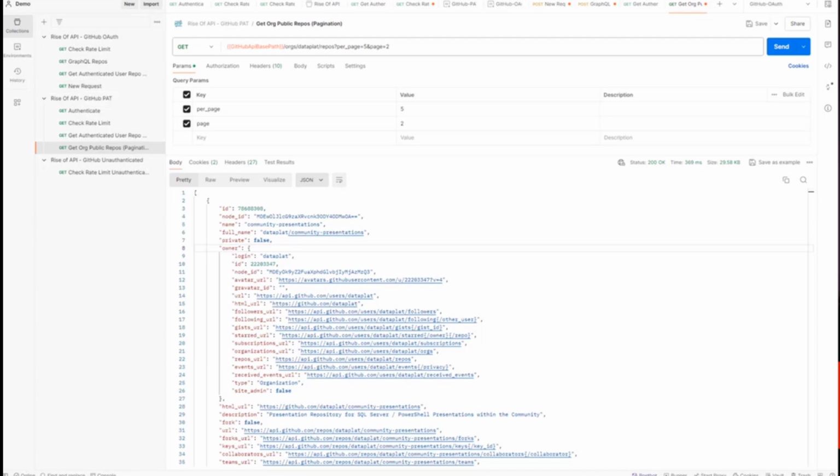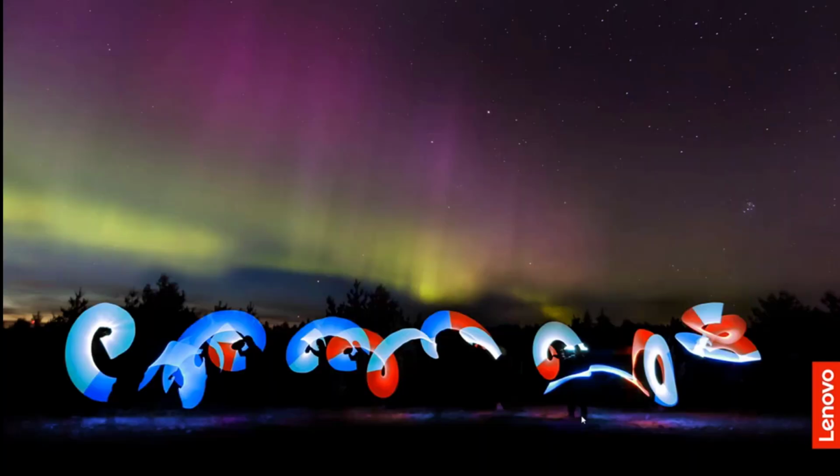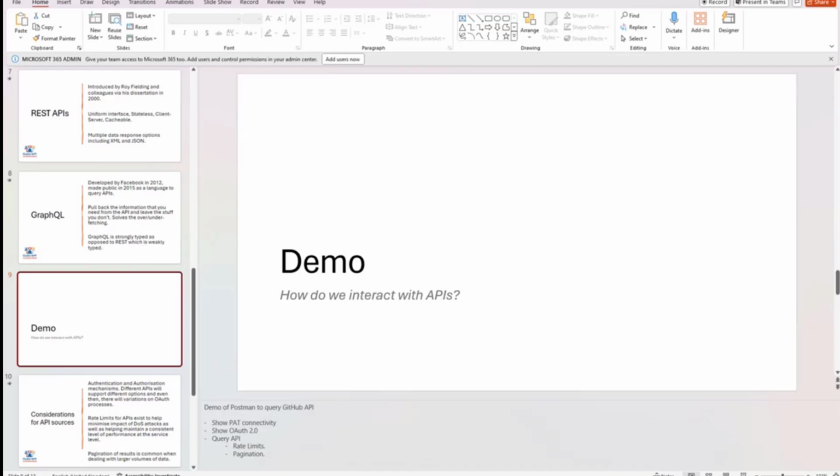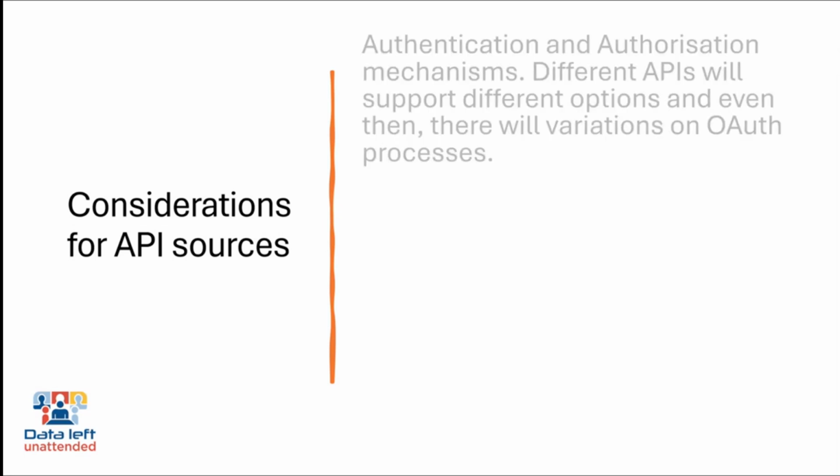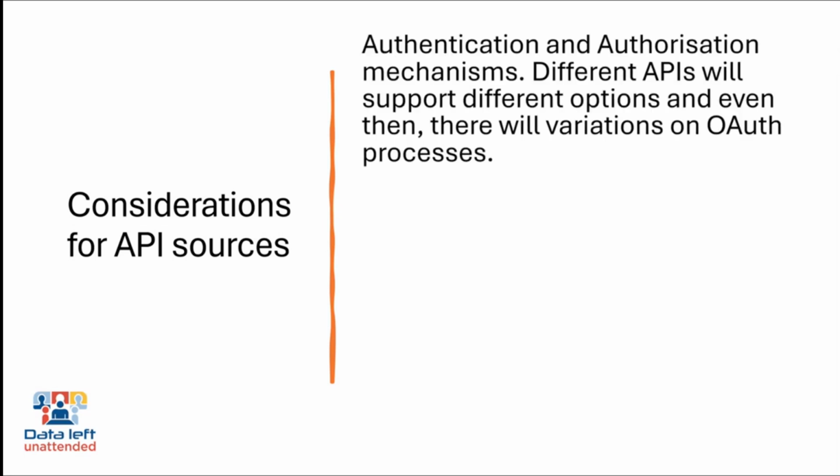Right. So we'll quickly go back to the slide deck. So that's just been a walkthrough of some of the API elements that we need to look at considering. Authentication and authorization, as I said, it's going to be different by most APIs. They're going to implement something. They may implement multiple processes, and you've got to pick the one that's going to be right for yourselves.